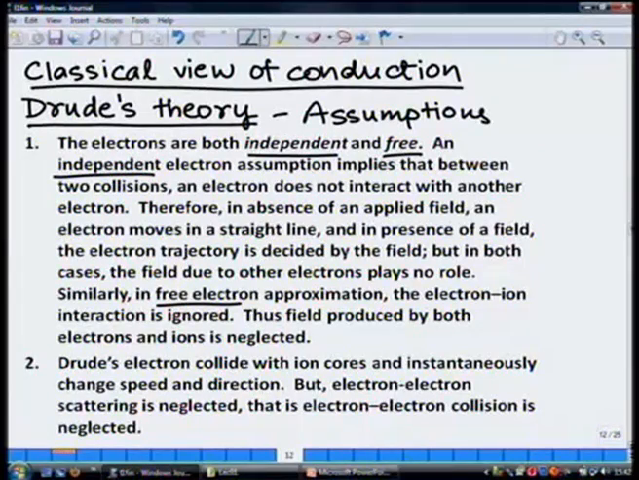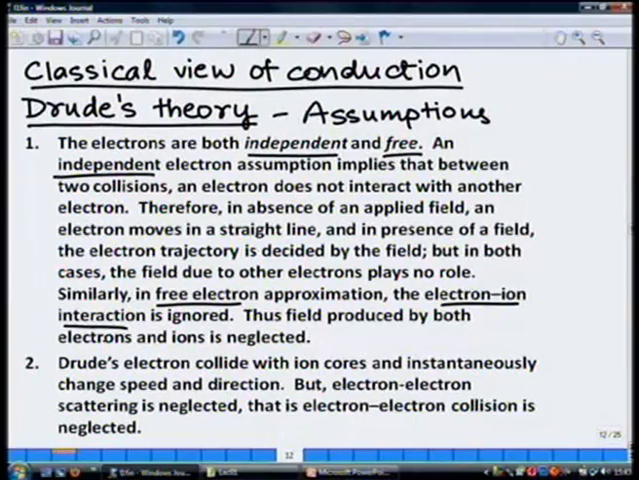Similarly, you can think of the free electron approximation, where he also neglected the Coulombic interaction between the electron and the ion. But he says that these are the valence electrons, which are very loosely bound. Whatever the positive charge is, it's shielded by so many inner shell electrons. So the inner shell electrons screen the positive charge of the nucleus, and therefore this electron interacts very weakly with them. He assumes that this interaction is nearly zero. That means the electron-ion interaction is ignored. Thus the field produced by both electrons and ions is also neglected, and that is called the free electron approximation. So those are the two major approximations he makes: independent and free electron approximation.